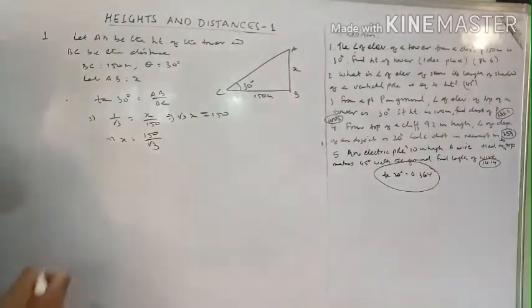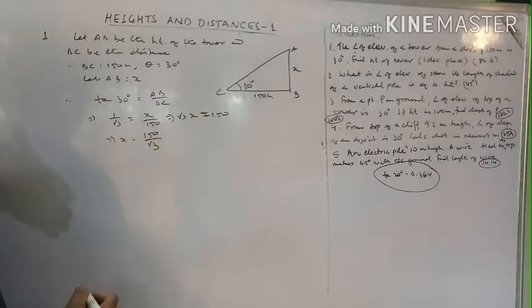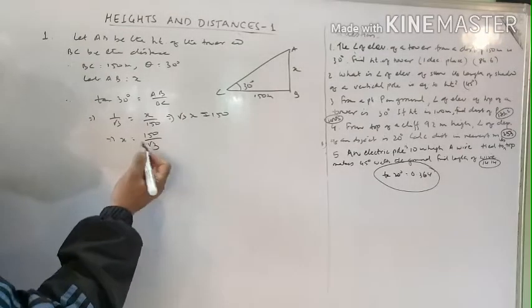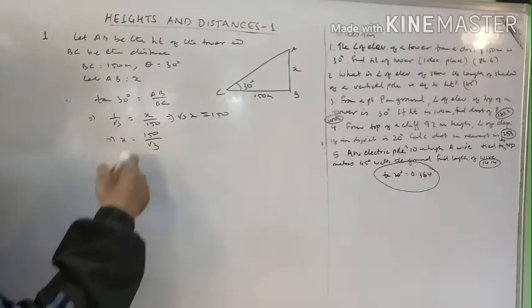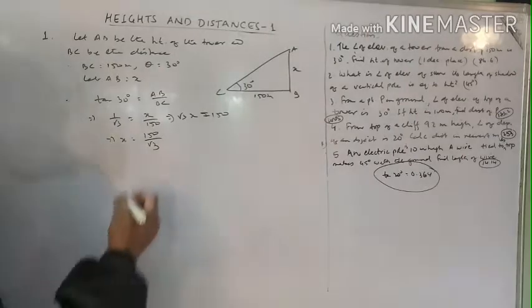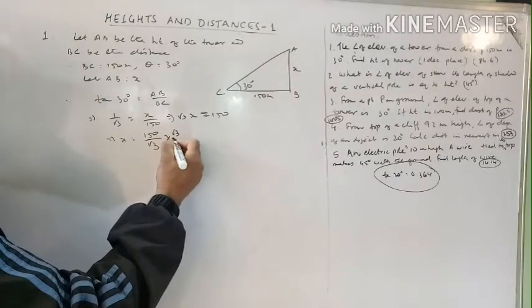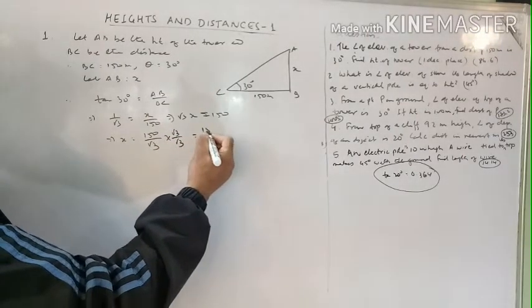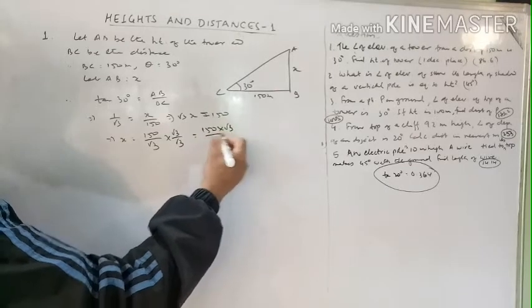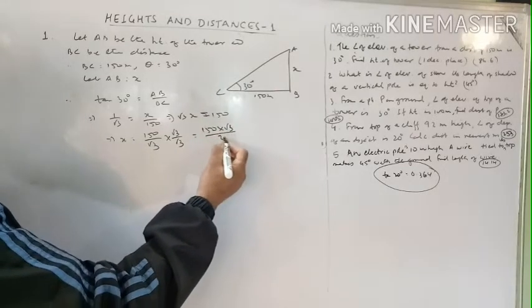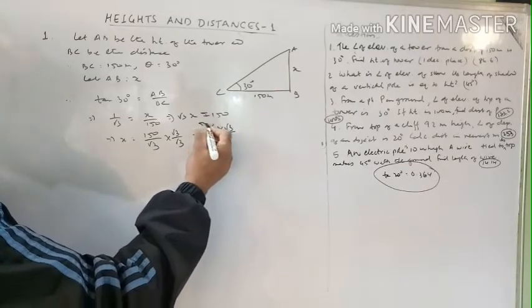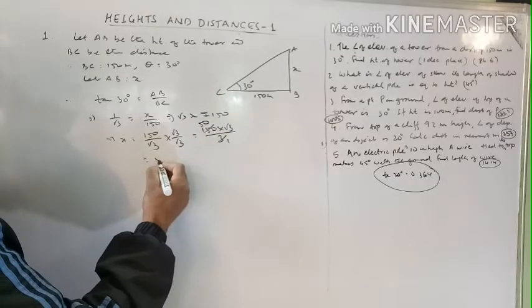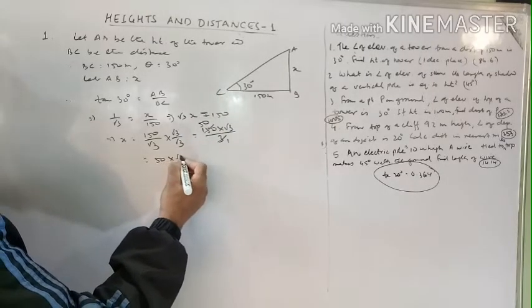So whenever you get an irrational number in the denominator, you always rationalize it. Even if you get root 2, you multiply by root 2 again. If you get root 3, you multiply by root 3. So into root 3 by root 3, you get 150 into root 3 in the numerator divided by root 3 into root 3, which is 3. So 3 will cancel into 150, 50 times. So what you get is equal to 50 into root 3.